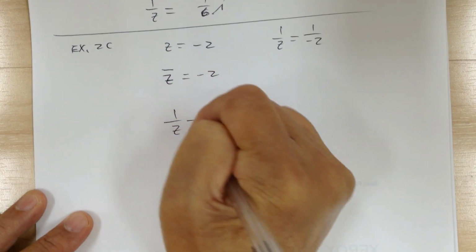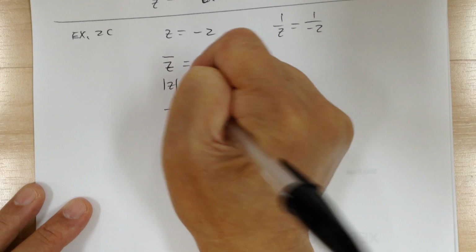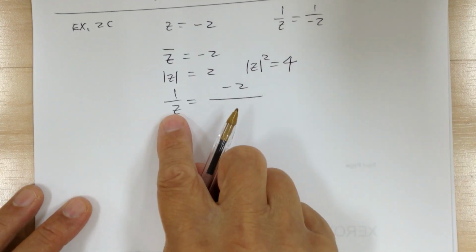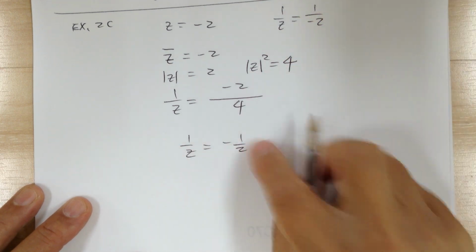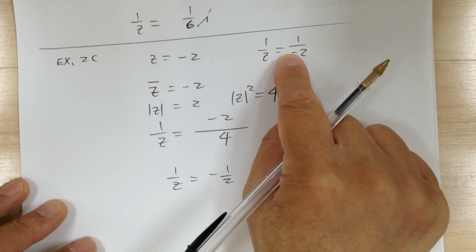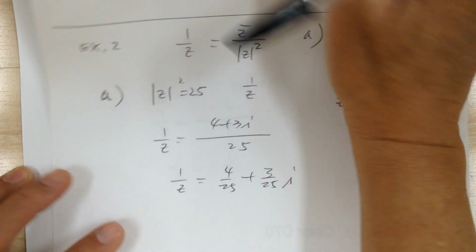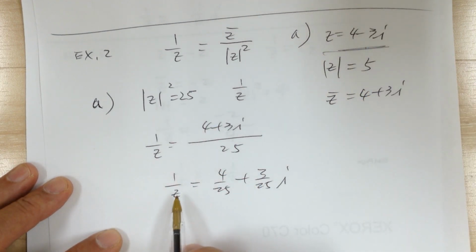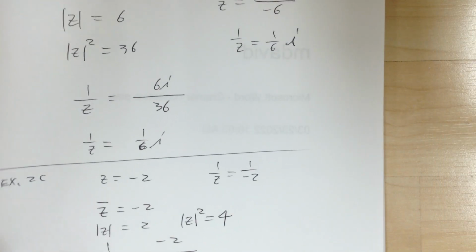And so 1 over z equals negative 2 over, oh, we forgot the absolute value of z equals 2. So the absolute value of z squared equals 4. Okay, and so this will equal negative 2 over 4. So 1 over z equals negative 1 over 2. Again, you get the same answer. So it depends on the situation. If you have a very simple problem, then the direct method is easier. But when you have a complicated complex number, then the formula method is a little bit quicker. Okay, let's go to theorem 3.